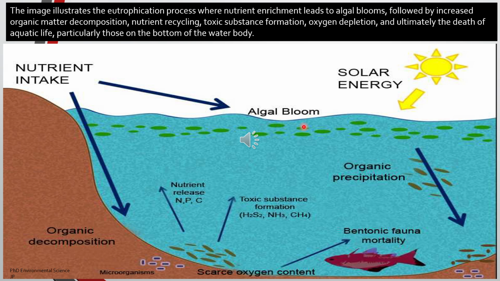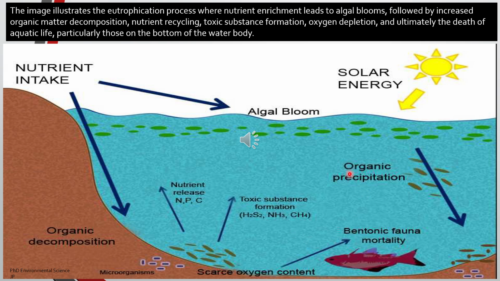Then solar energy. Sunlight provides the energy which is required for photosynthesis, further promoting the rapid growth of algae. This results in an algal bloom, a dense growth of algae on the surface of the water. Algal bloom: the excessive nutrients and ample amount of sunlight cause algae to proliferate uncontrollably. Algal blooms can block sunlight from reaching deeper water, affecting other aquatic plants and organisms.